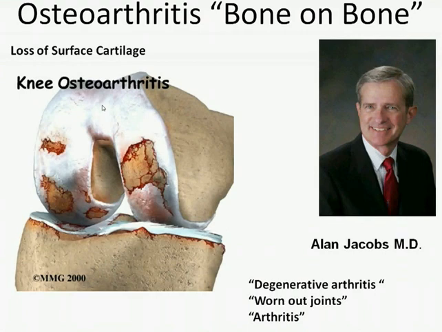Did you know that osteoarthritis is the most common form of arthritis? This is Dr. Alan Jacobs. Osteoarthritis is a disease that causes the breakdown of cartilage in joints, leading to joint pain and stiffness. It is also known by many other names such as degenerative joint disease or just plain arthritis.